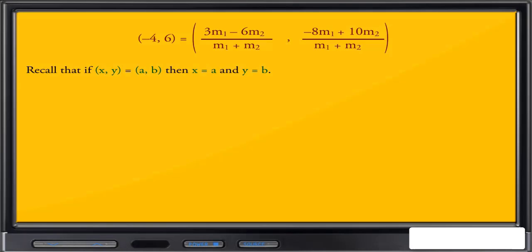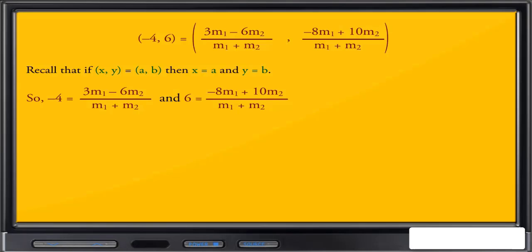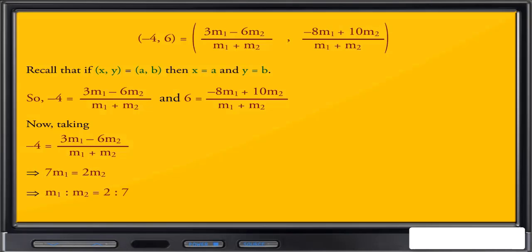Recall that if (x, y) is equal to (a, b), then x is equal to a and y is equal to b. So, -4 is equal to 3m1 minus 6m2 upon m1 plus m2 and 6 is equal to -8m1 plus 10m2 upon m1 plus m2. Now, taking -4 is equal to 3m1 minus 6m2 upon m1 plus m2, this gives 7m1 is equal to 2m2. We have m1 is to m2 is equal to 2 is to 7.